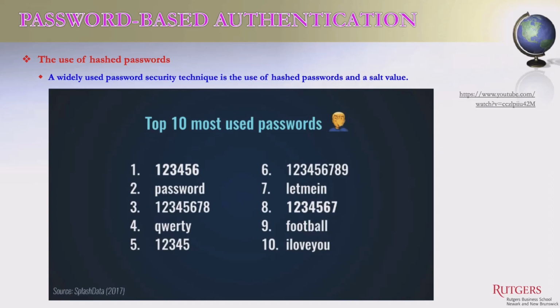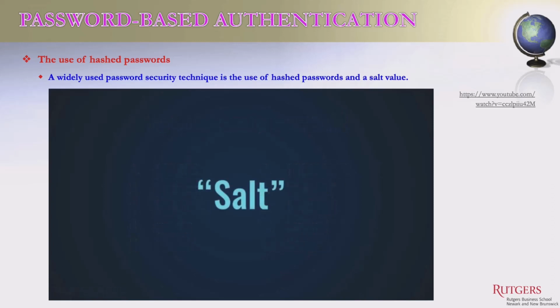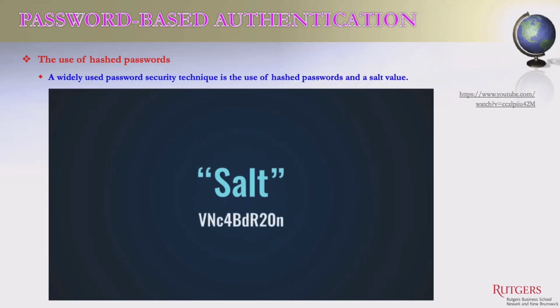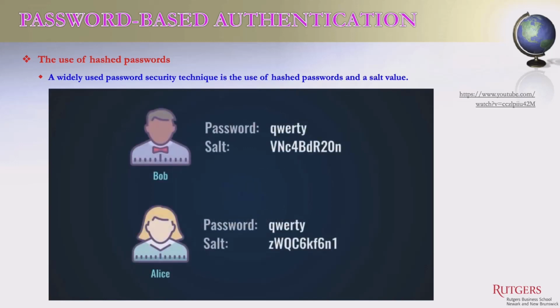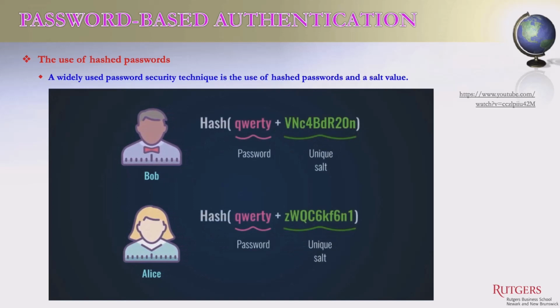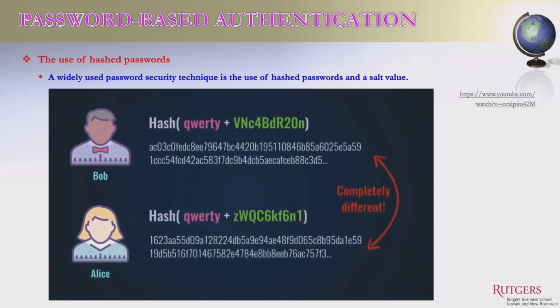To defend against these types of attacks, we can add what's called a salt to the password before we hash it. The salt is just some random data, but it ensures that the hash of your password will always be unique, even if others use the same password. So if Bob and Alice both use the password QWERTY, their hashes will be completely different. So if an attacker cracks Bob's password, he can't link that password to Alice, and he has to start his cracking attempts all over again.